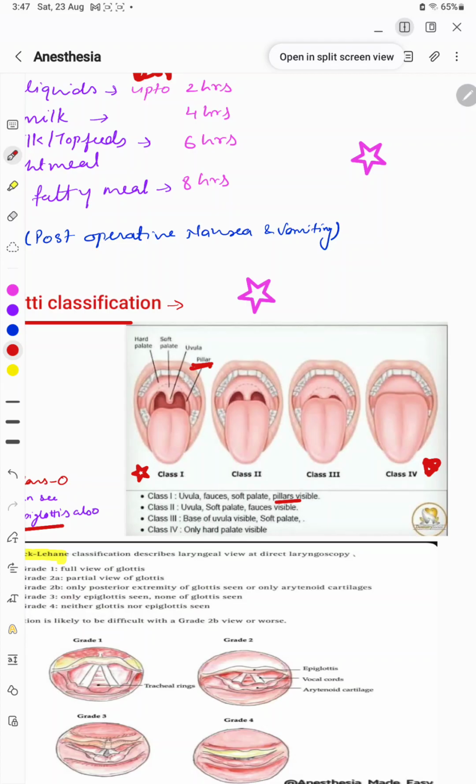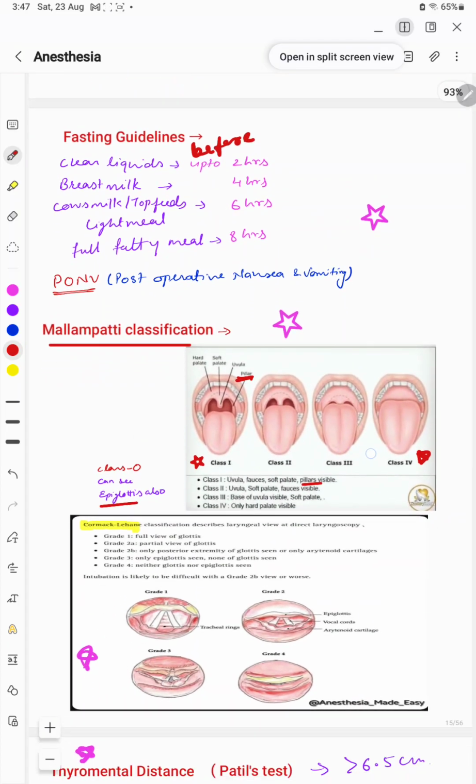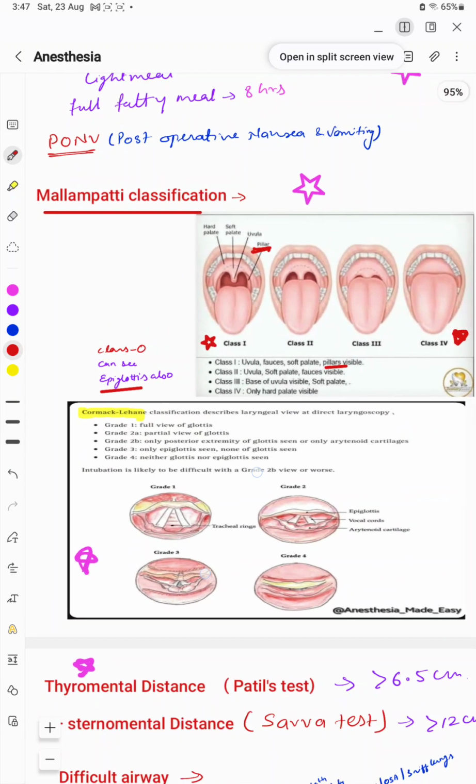And class 3, base of uvula visible, you can only see the base of the uvula and soft palate. And in class 4 only hard palate is visible. This is the Mallampati classification, it is very important. They already asked a question on this. They already asked a question on the Cormack-Lehane classification.